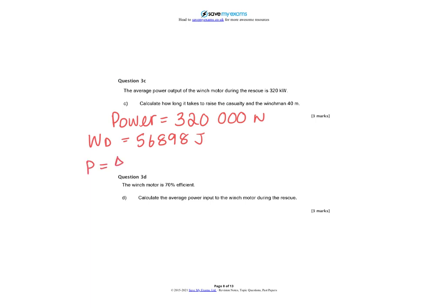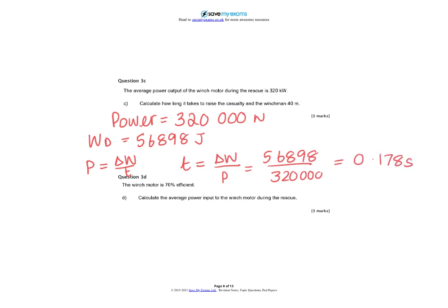If we use our formula sheet, we're going to be using the equation: power is equal to the change in work done divided by time. You've also seen it in the other form, energy over time. Energy and work done are basically the same thing. We're going to rearrange this to get time. So we're going to do the change in the work done divided by the power, so 56898 divided by 320,000, and you're going to get 0.178 seconds. So time is 0.178 seconds.